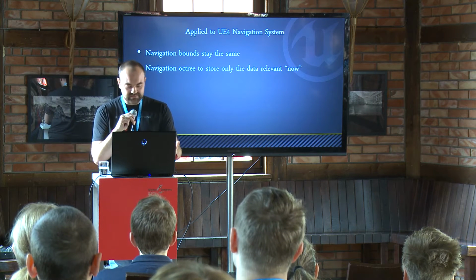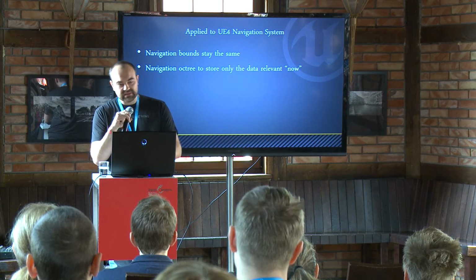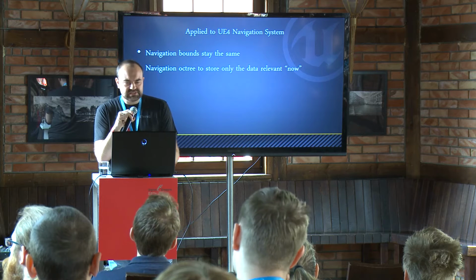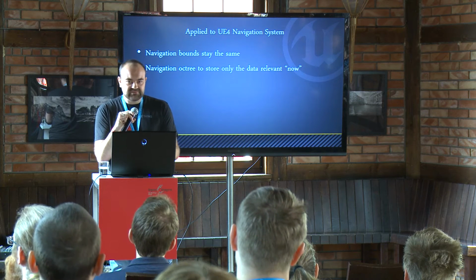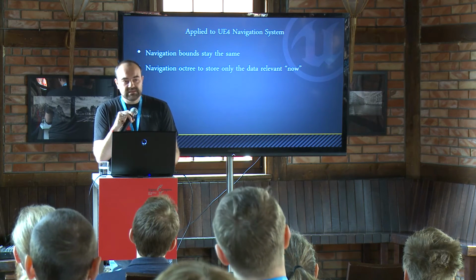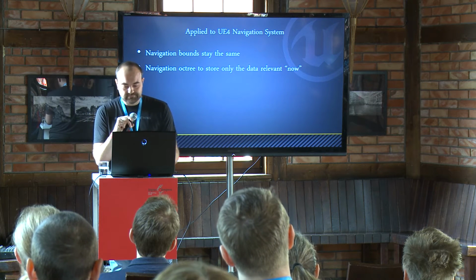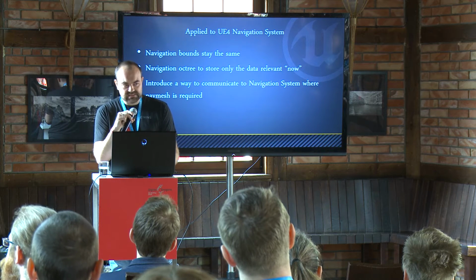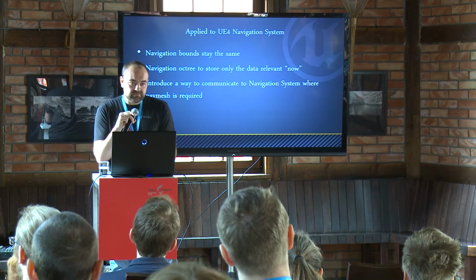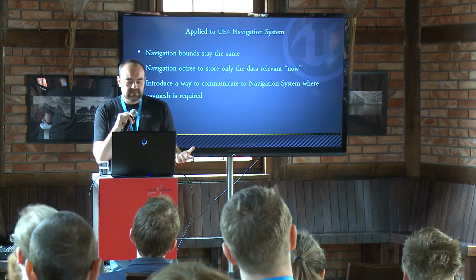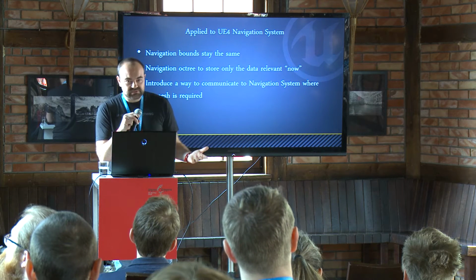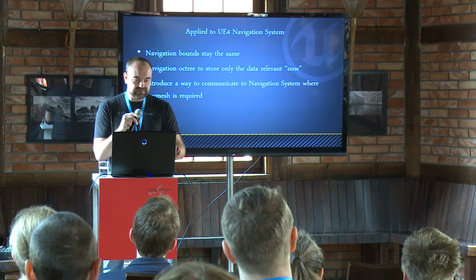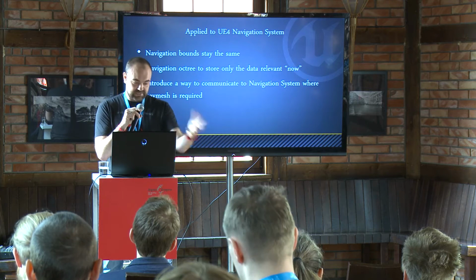The next obvious step is, if we don't need everything in the navigation octree, then we just need to figure out a way to make sure the stuff that we don't need at the moment is not there, so we don't occupy memory. And the last missing piece is a way to tell the navigation system where we need the nav mesh. If the nav mesh is not everywhere, and we need it here, then we need a way to tell the navigation system, okay, put it there.